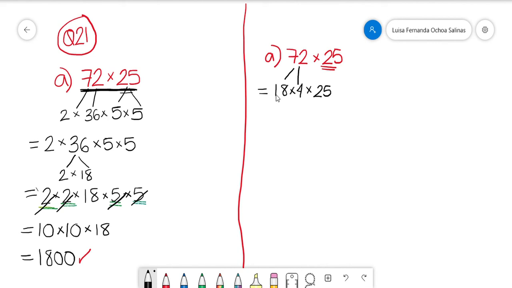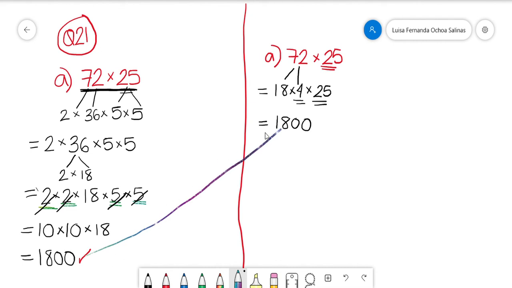So you're rewriting this. And immediately, because you see this 4 and this 25, you know that this is going to be 100. So therefore, the answer is going to be the same answer that we had here. Just notice that I want you to see that these two answers are the same.